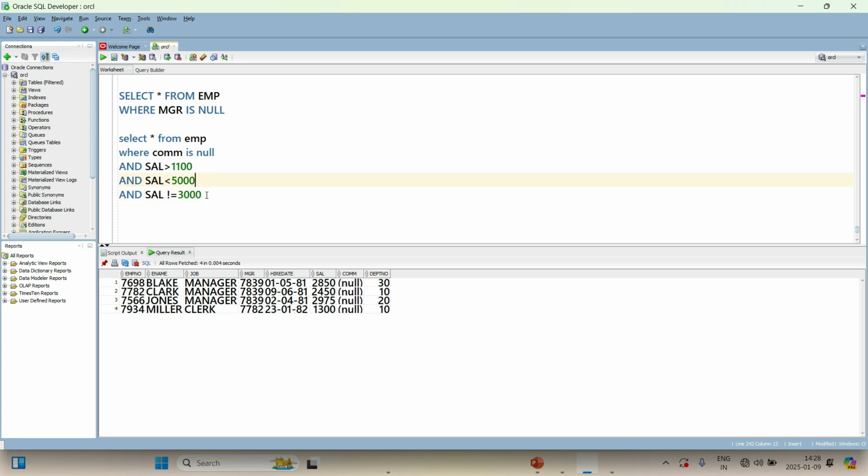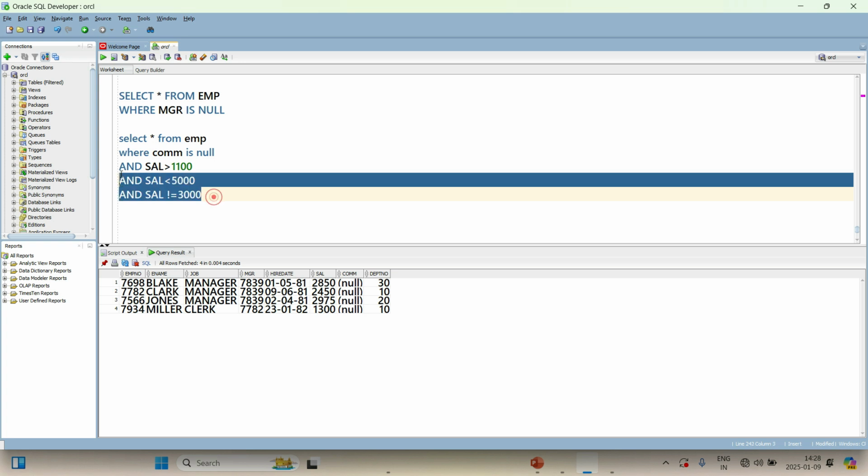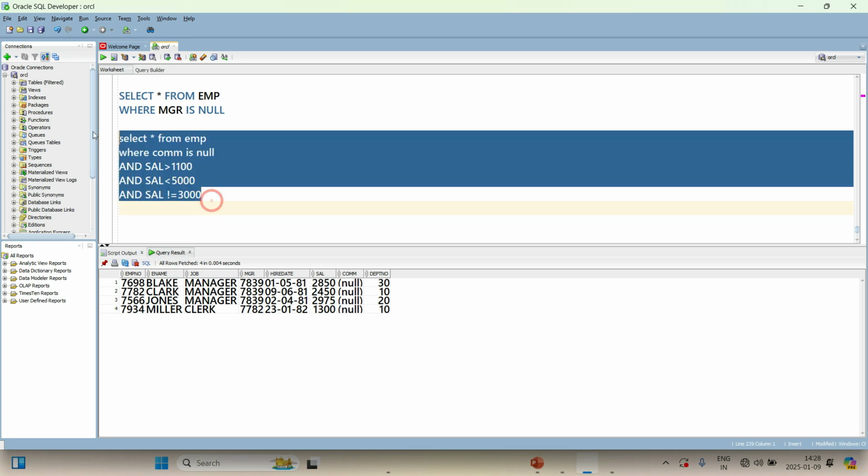So my whole point is that we can use the same column along with the AND operator if the condition is not positive, right? So this is practically possible. And if I run the query, we are getting this result.